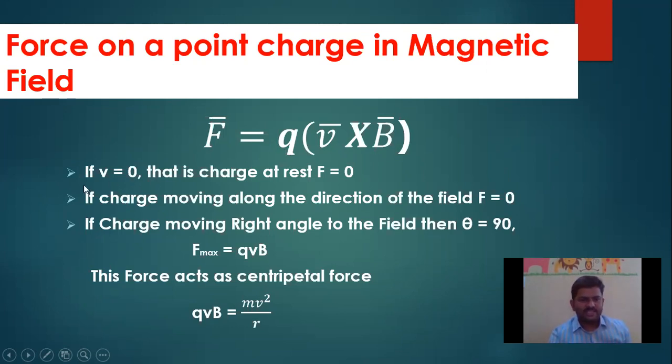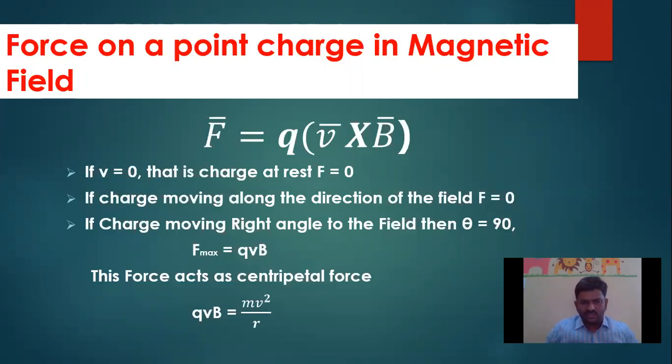We'll see some cases. If V is equal to 0, that means velocity is 0, that is a rest charge. Definitely the force is 0. If it is a rest charge, there will not be any effect in the magnetic field. And if the charge is moving along the direction of the field, that means the angle between V and B is 0 degrees. Then it is VB sine 0. Sine 0 is 0. So F again becomes 0. That is why when the charge is moving along the direction of the magnetic field, it will not experience any type of force.